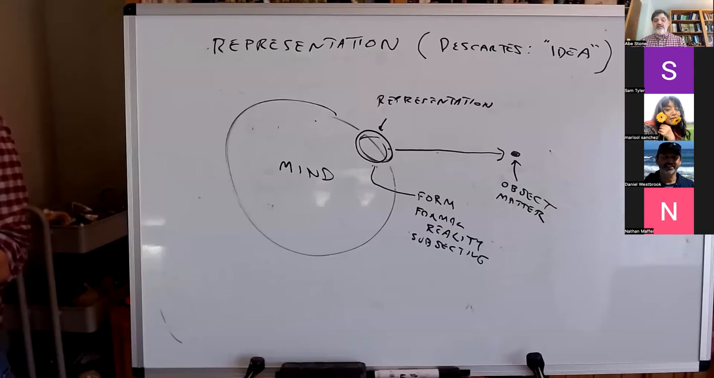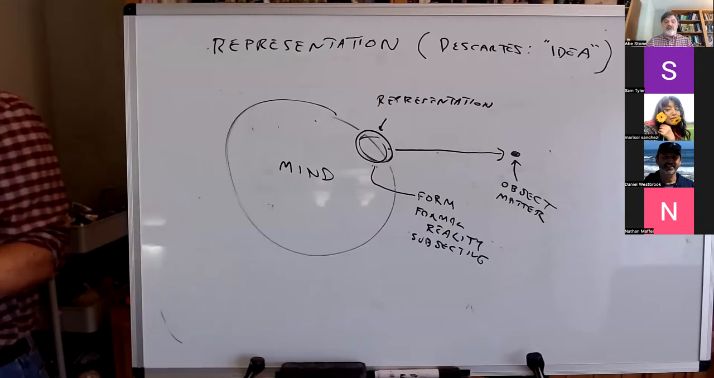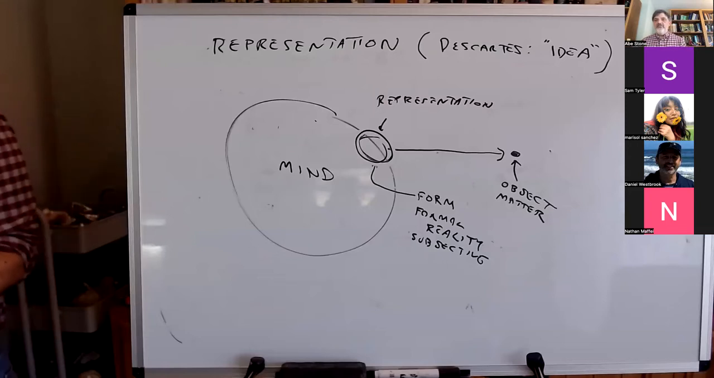Just because, again, normally, that's the way we use the word object now. But in this technical context, object is not a synonym for thing.